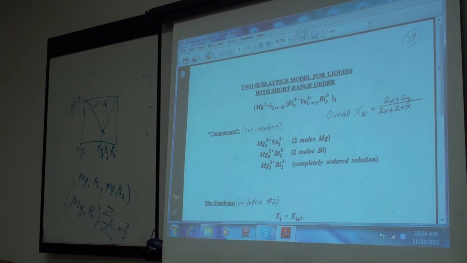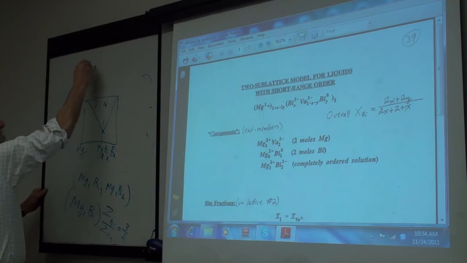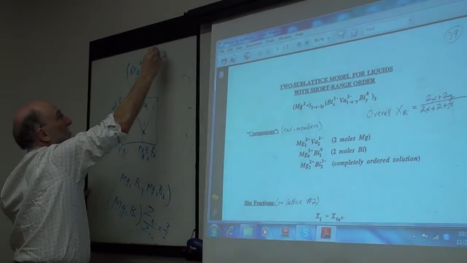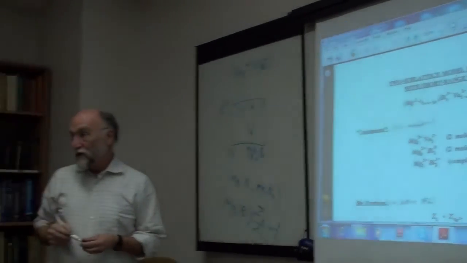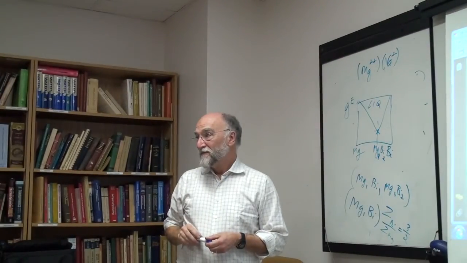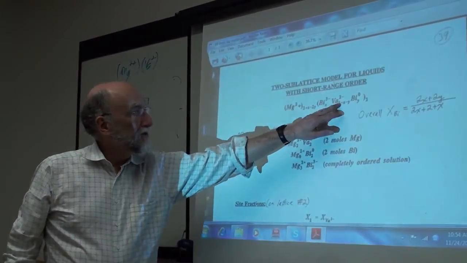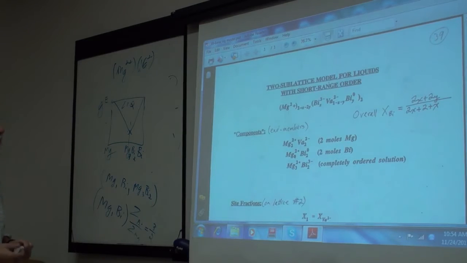Okay, so when you're over at this side here, when you're at pure magnesium, then you have magnesium on this lattice and you have charged vacancies on this lattice. So pure magnesium metal is treated as Mg 2 plus, vacancy 2 minus. That's pure magnesium. You got magnesium here and vacancies here, and the two charges cancel out.